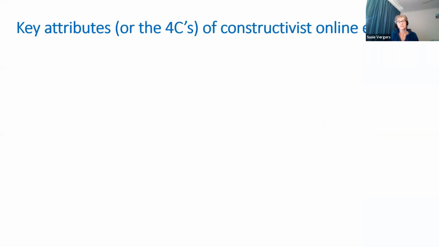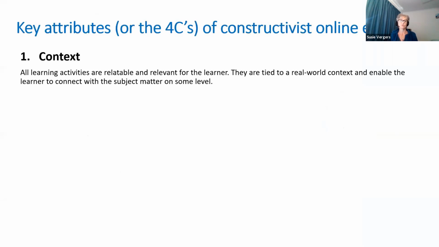The four attributes, or the four C's. So in constructivism, there's also some reference there to the kinds of attributes you want to bring into your online environment. All learning activities are relatable and relevant to the learner. So this again is just like in the last slide, and as we spoke about last session, this importance of it being authentic, of it being tied to something that the students will be doing in their discipline, will be doing in the real world, and that they can connect with the subject matter on some level in regards to that context, even if they've never worked in it before, but they're given that capacity to make those connections.